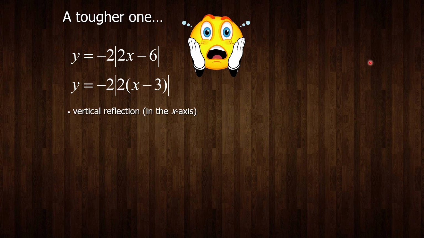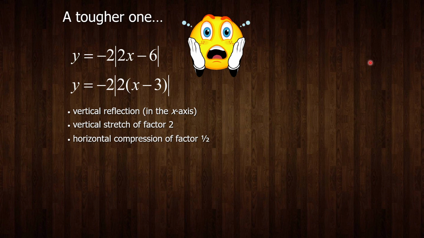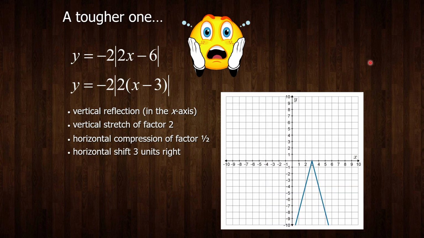And if you take all of those transformations, our vertical reflection, so a reflection in the x-axis, the vertical stretch of factor 2, the horizontal compression of factor 1/2, and the horizontal shift 3 units to the right, we get a graph that looks like this in the end. And I'd encourage you to try this on your own. Don't just trust me that this is the graph and what it looks like. Get a piece of graph paper, draw y equals the absolute value of x as your base function, apply these transformations, and see if you get this graph.